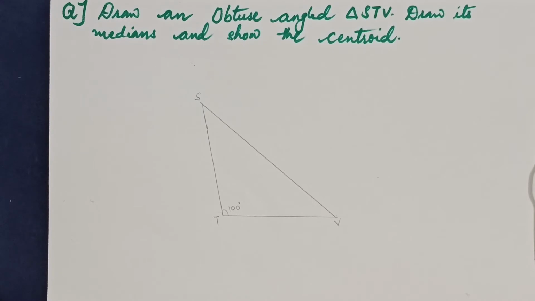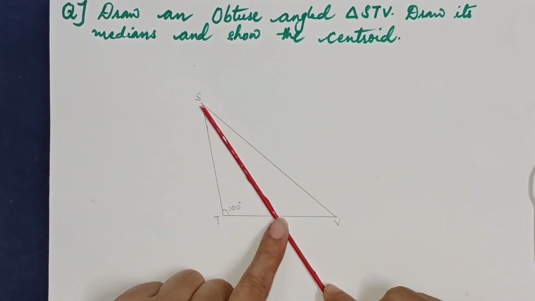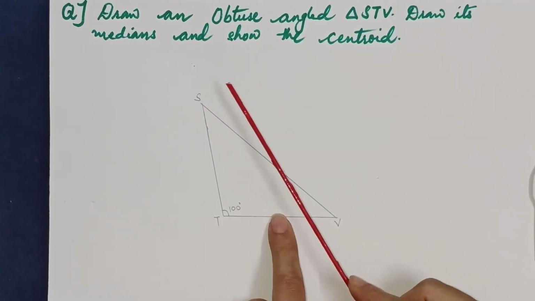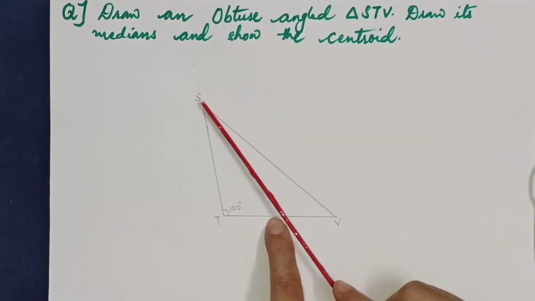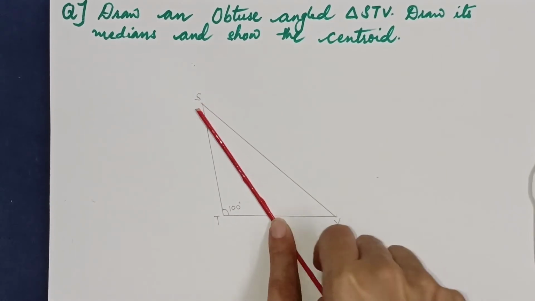Now, what is a median? As we have already studied, a median is a segment drawn from the vertex, suppose this is the vertex, to the midpoint of the opposite side. This is the opposite side TV. It connects at the midpoint. Let us say this is the midpoint of this. So here it is going to connect the opposite side like this. Like this, we have to draw the three medians from all the three vertices.